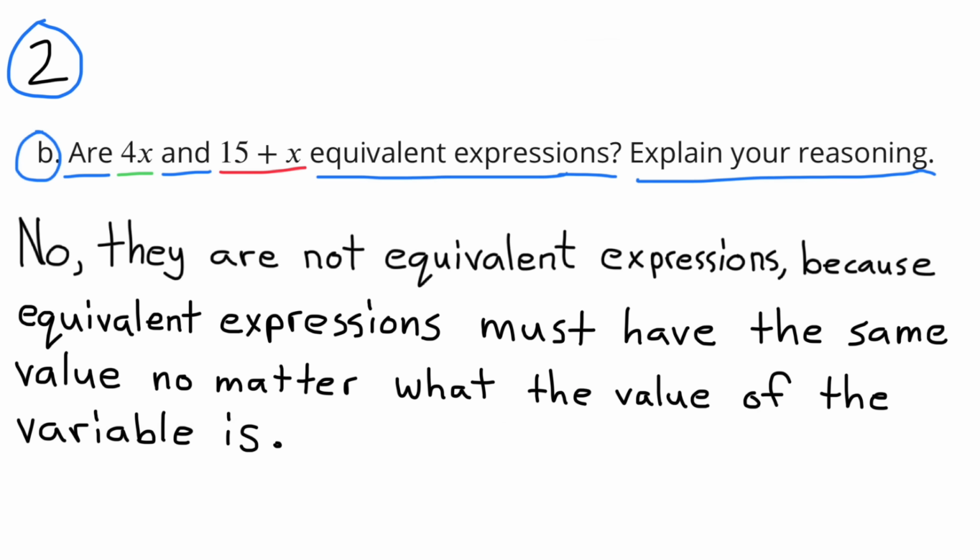B. Are 4x and 15 plus x equivalent expressions? Explain your reasoning. No, they are not equivalent expressions because equivalent expressions must have the same value no matter what the value of the variable is. For example, if x was worth 5, 4 times 5 is 20, and 15 plus 5 is 20. But if x were worth 3, 4 times 3 would be 12, and 15 plus 3 would be 18. So they are not equivalent expressions.